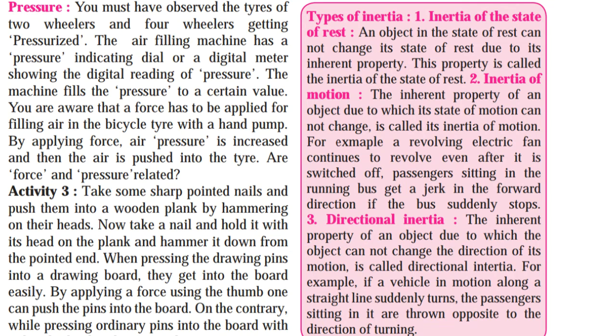The third type is directional inertia. The inherent property of an object due to which the object cannot change the direction of its motion is called directional inertia. For example, if a vehicle in motion along a straight line suddenly turns, the passengers sitting in it are thrown opposite to the direction of turning.